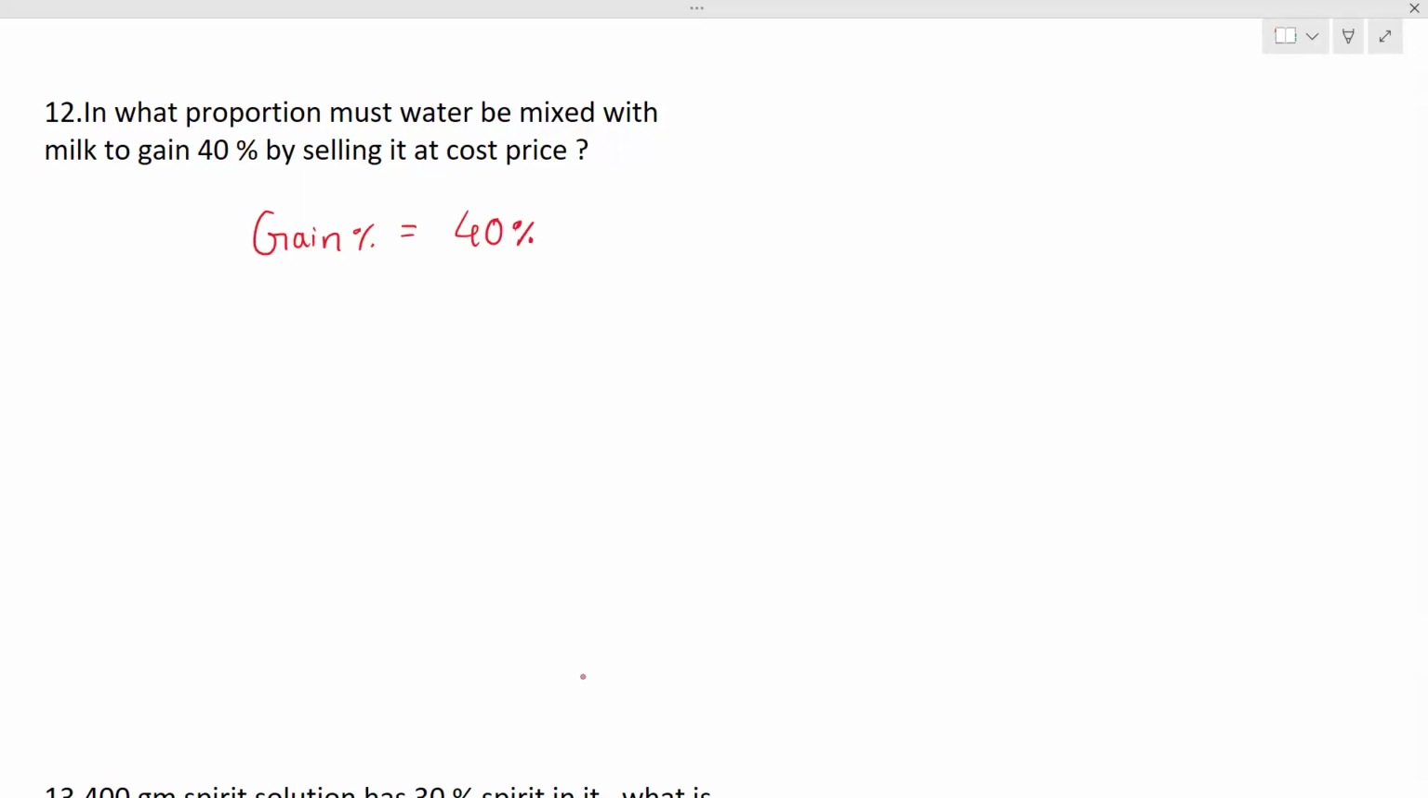What is profit for me? Profit always happens upon the cost, profit always happens upon the cost price. Whatever profit occurs, it will always be compared with what? Cost price. Let's say you bought something for 100 rupees and sold it for 120. What is the profit that you made? 20 rupees. Over an investment of 100.